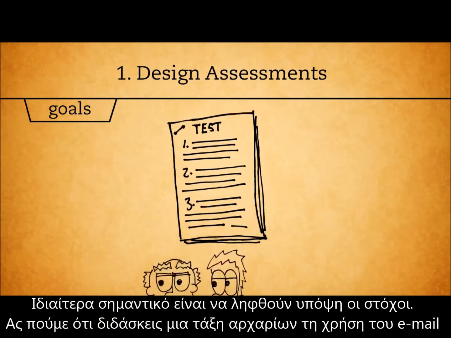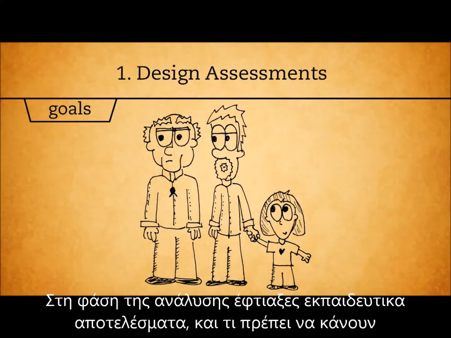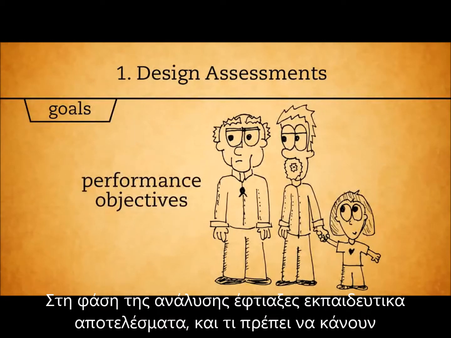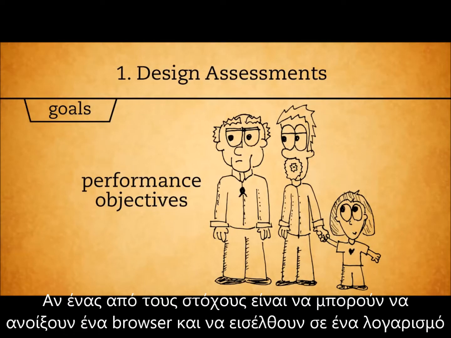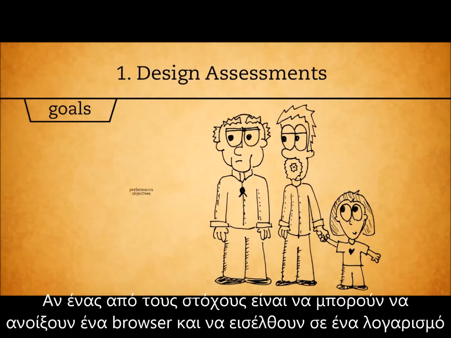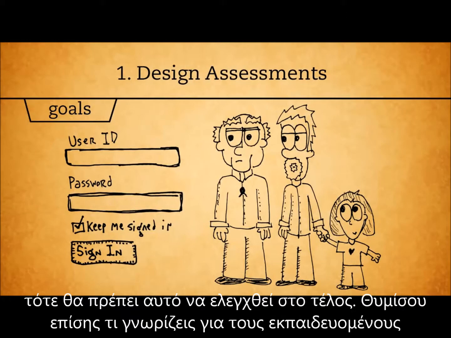Let's say you are teaching a group of not-so-computer literate folks about how to use email. During the analysis phase, you would have created performance objectives, or what the students would do to demonstrate that they learned the content. Now, you can use these performance objectives to help you create effective assessments. If one of your performance objectives was for students to demonstrate how to open up a web browser and sign into a web-based email account, then you should make sure to test that knowledge at the end of the course.